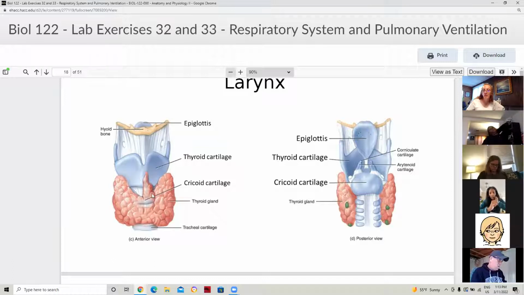If you look, and you don't see it really well here, but the cricoid cartilage surround is the only full circular cartilage of the trachea.